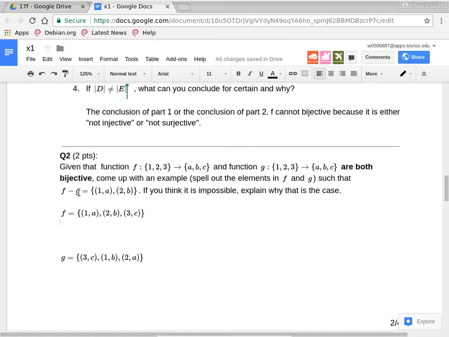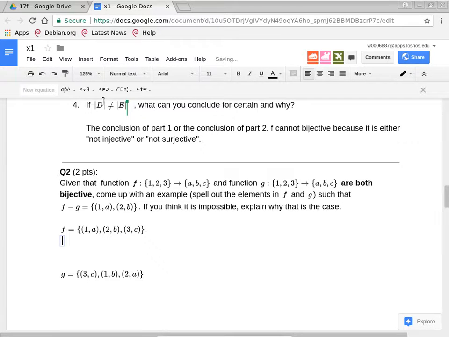Okay, so let me put down the explanation here. I can make this look nice, but that would take some time. F has to contain... Okay, how about this? How about I use this notation 1A here, and 2B. F minus G subset EQ.